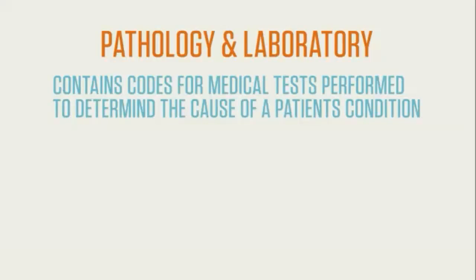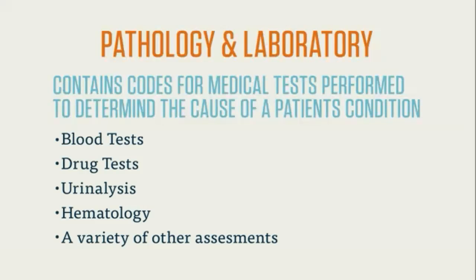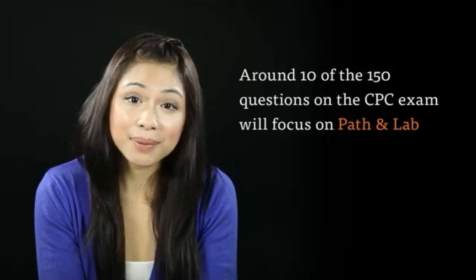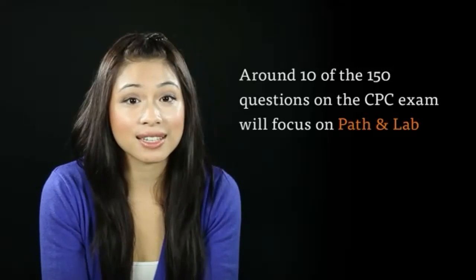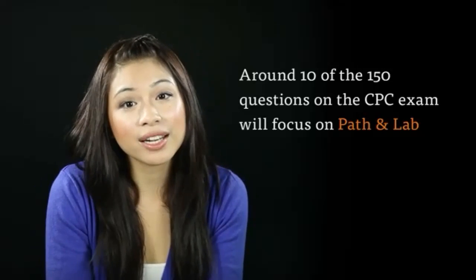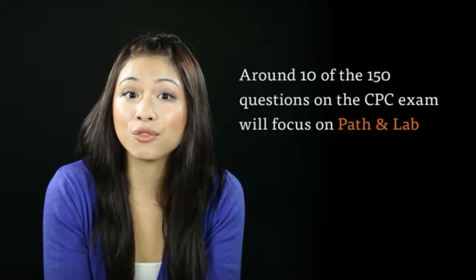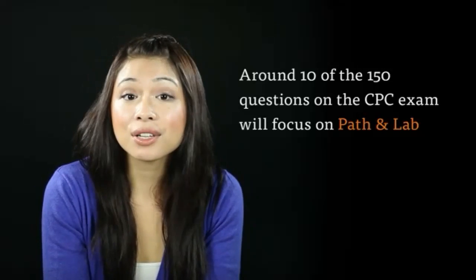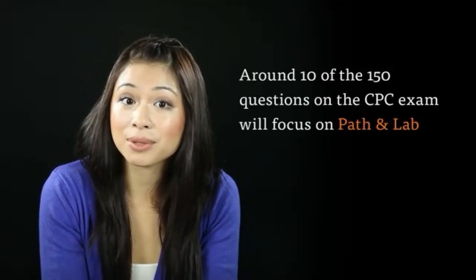One of the two smallest sections of CPT Category 1, the Pathology and Laboratory section contains codes for the numerous medical tests specialists perform to determine the cause of a patient's condition. This may include blood tests, drug tests, urinalysis, hematology, and a variety of other assessments. Despite being a relatively small section compared to, say, surgery, around 10 of the 150 questions on the CPC exam will focus on path and lab. This figure is approximate as the AAPC does not publish the makeup of the CPC exam. Let's look at the pathology and laboratory section now.